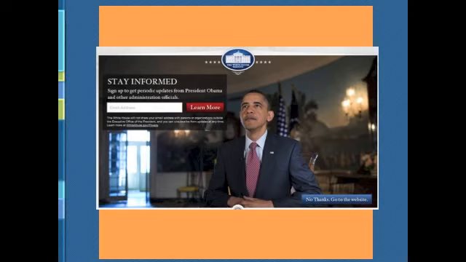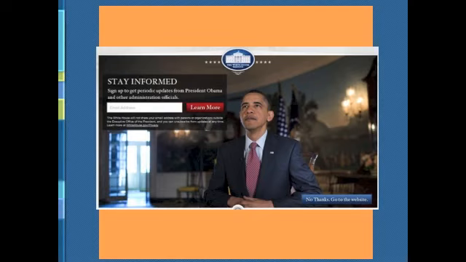None of this is by accident. The flag here is in a position to suggest that Obama has America behind him. He's got the support of America because he's got the flag behind him. So that's supposed to be a symbol that's representing America as a whole.